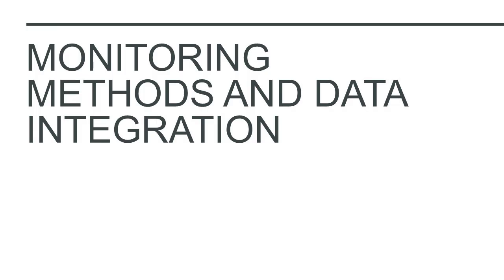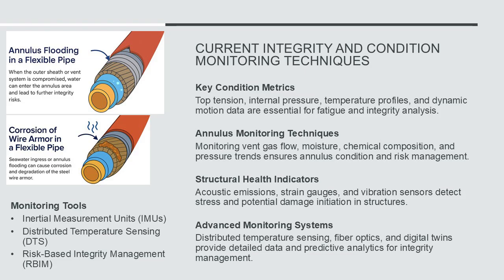Current integrity and condition monitoring techniques. Condition monitoring complements inspection by providing continuous or periodic data on operational and environmental parameters that influence pipe integrity. Key metrics include top tension, internal pressure, temperature profiles, and dynamic motion data, which are essential for fatigue analysis.